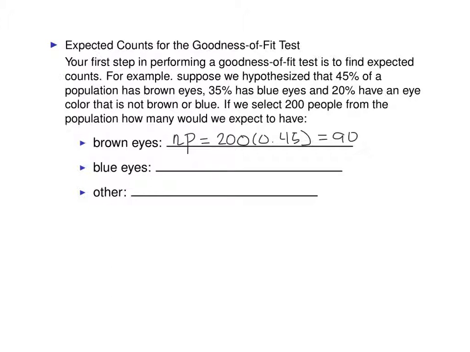For blue eyes, we'll take 200 times 0.35, so we'd expect 70 people in that category. And for other, we take 200 times 0.2, which gives us 40 people in that category. And if you want to check that you're correct at this point, all those numbers should add up to 200.